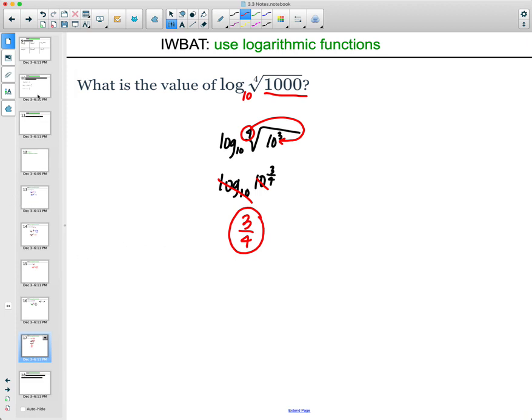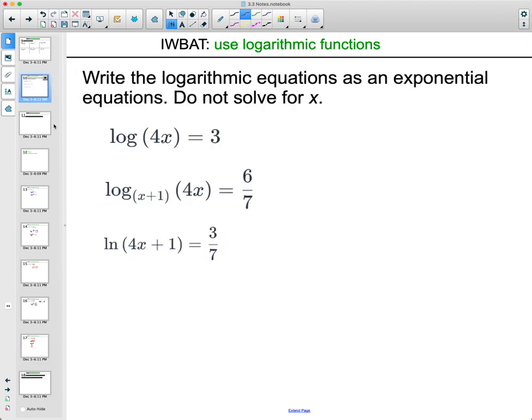And then looking at a couple of rewriting logarithms as exponential functions. So this one says just rewrite the logarithmic equation as an exponential equation. So remember that you need to take the base. Okay, so this log has a base 10. And the exponential function will have that same base, but now this input and output will switch. So we'll have 10 to the third equals 4x. So base stays the same, and then you switch the input and output. So 10 to the third equals 4x.